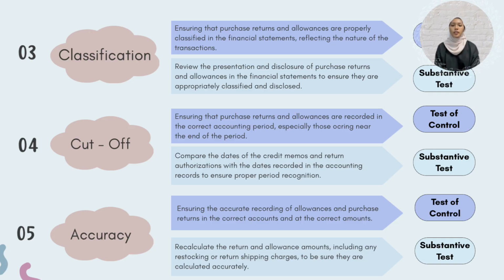Fifth, accuracy. Test of control: ensuring the accurate recording of allowances and purchase returns in the correct accounts and at the correct amount. Substantive test: recalculate the return and allowance amount, including any restocking or return shipping charge, to be sure they are calculated accurately.